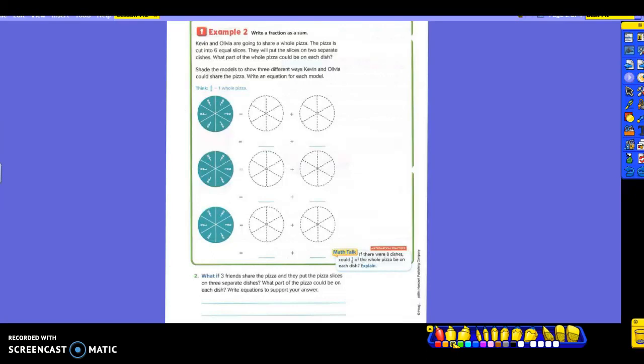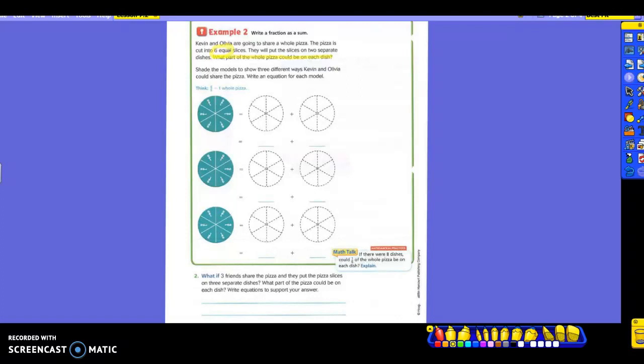So, read me my question please out loud. What part of the whole pizza could be on each dish? Thank you. And Elena, can you tell me what numbers I'm going to need to use here? 6 slices. What else? Please remember that just because it is not written out in digits, that sometimes it is needed, it is still in words. So Aiden, what's the other numbers I need?